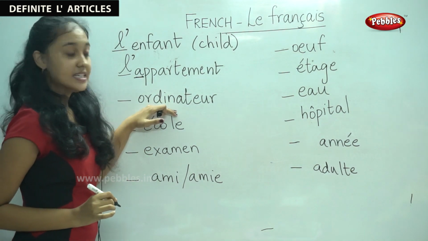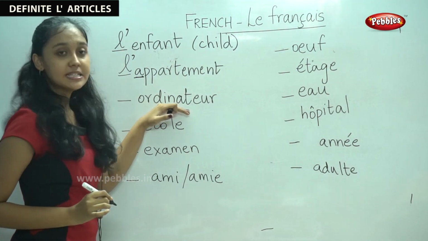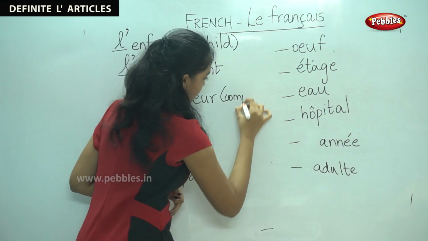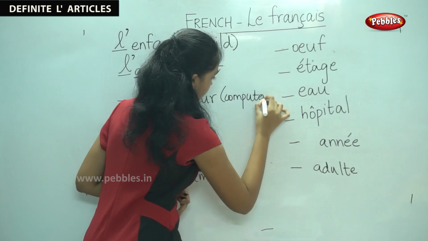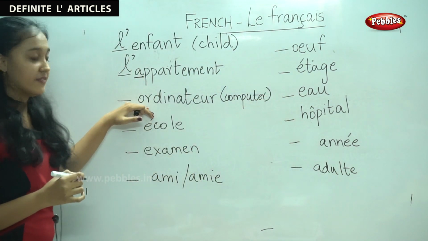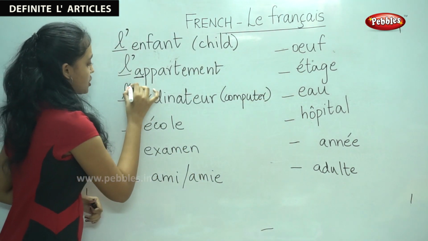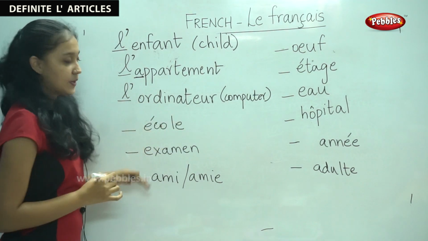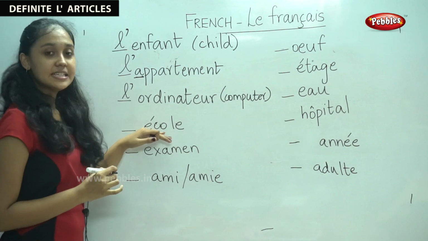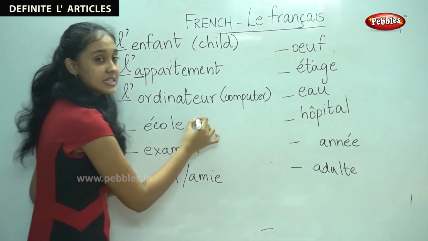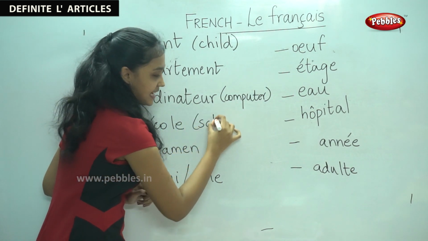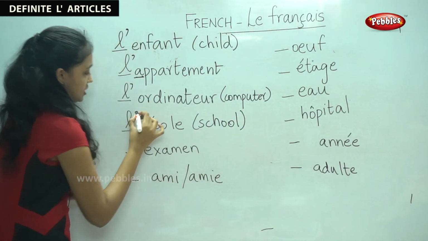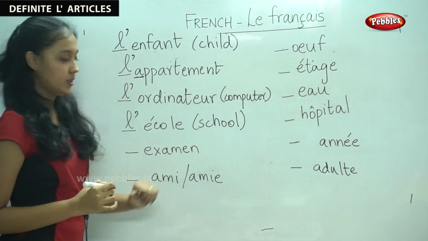The next word is ordinateur. It means computer. Since it begins with a vowel, we place L apostrophe. We read it as l'ordinateur. The next word, as we already saw, is école. École means, do you remember? Yes, it is school. L apostrophe. We read it as l'école.